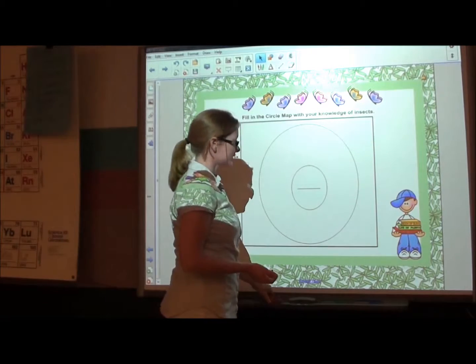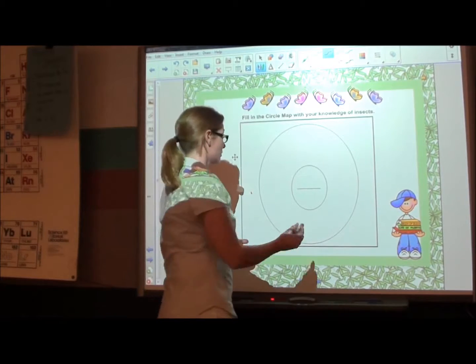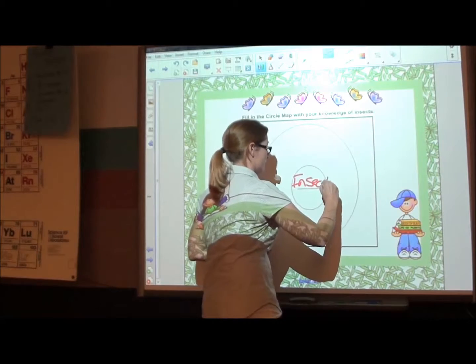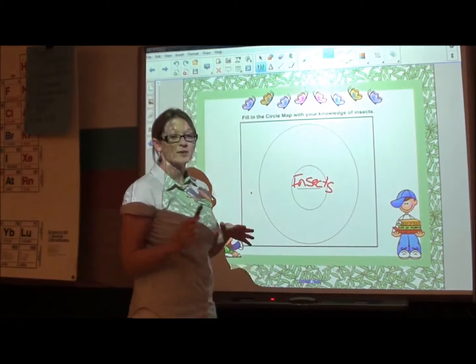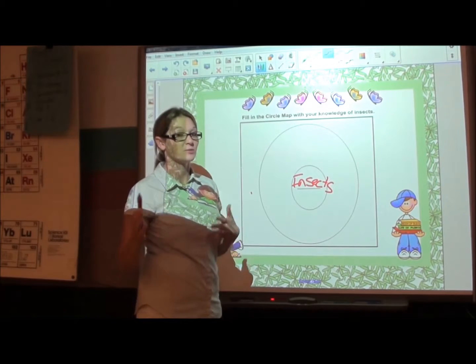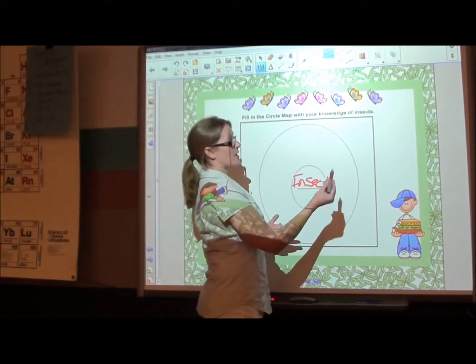First thing I would do is have my students fill in this circle map. And we would write insects right here. I could either have my students come up and write on the whiteboard, or I could do it myself and just have them shout out some ideas. So what do we know about insects?